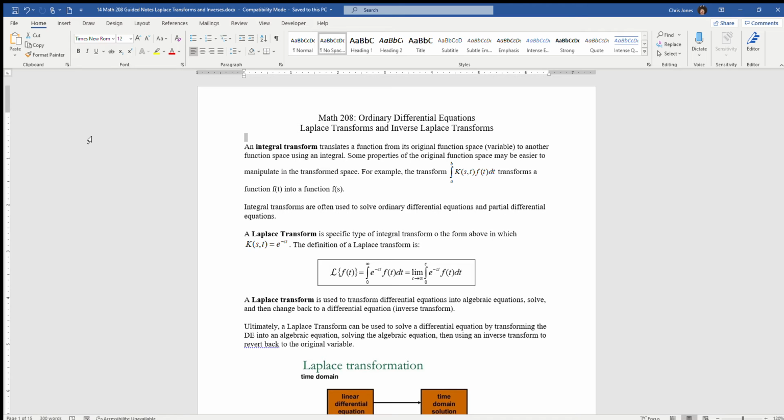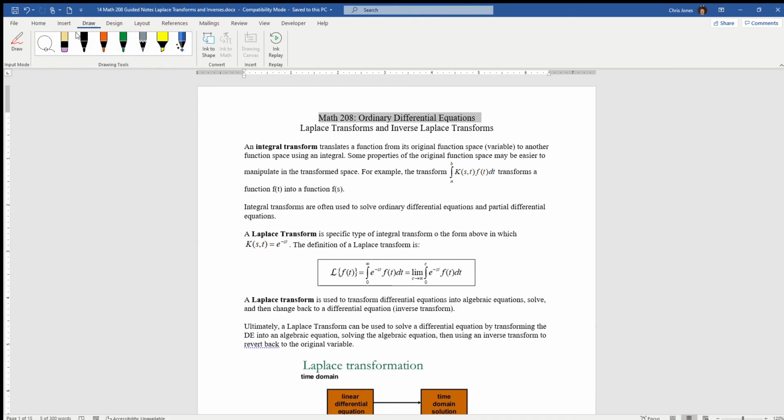Before we can talk about Laplace transforms, we have to talk about the idea of an integral transform in general. An integral transform is basically a way to take a function that's in an original space or an original variable and transform it into another function space using an integral. Sometimes it makes it a lot easier to operate on the transformed function, and then we can perform operations and transform it back by using an inverse transform.